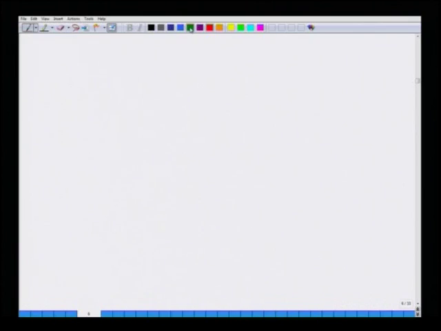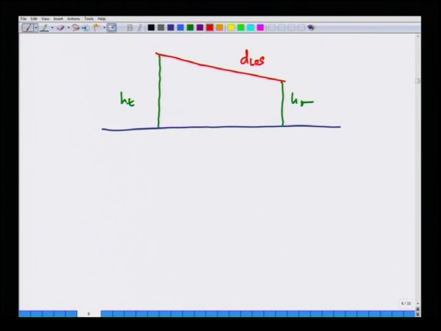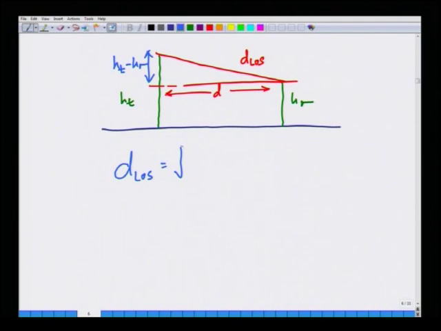Let me start first by computing the easier one, that is dLOS, and for that let me go back to the diagram. We have height of transmitter ht, and height of receiver hr. Hence, if I draw this line of sight component dLOS, let us look at this triangle. This distance is the horizontal distance, which is d, and the height of this triangle is now ht minus hr. This is a right angle triangle with sides ht minus hr and d. Hence, dLOS is nothing but the square root of (ht minus hr) square plus d square.